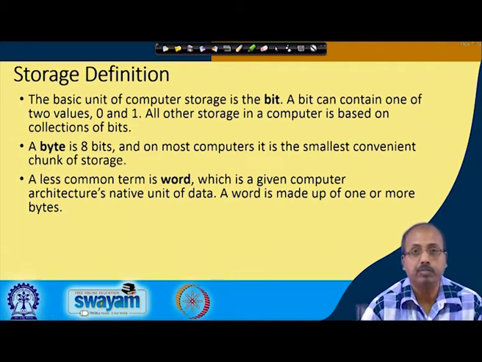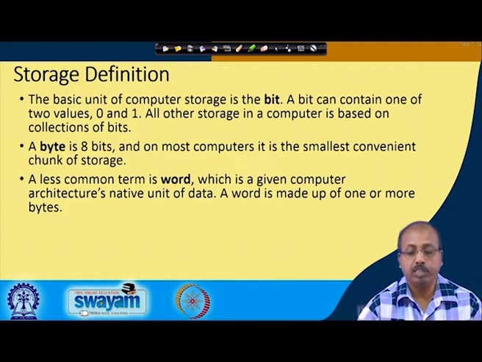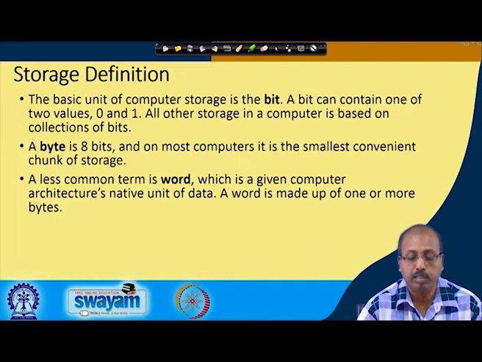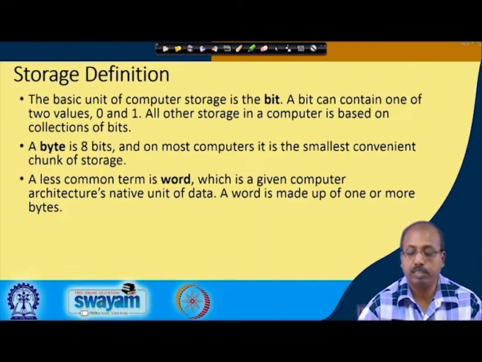The definition of storage varies with the type of storage that we have. The basic unit of computer storage is the bit. A bit can contain one of two values, 0 or 1, and all other storage in a computer is based on collections of bits. A byte is 8 bits, and on most computer systems it is the smallest convenient chunk of storage.